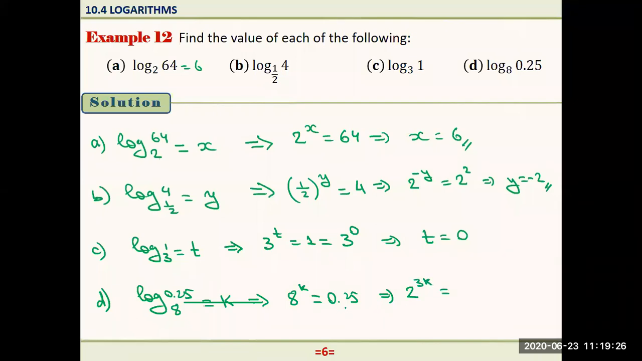And how about 0.25? That is 1 over 4, right? 25 over 100, that's equal to 1 over 4. That's equal to 2 to the power negative 2, right? And you know how to solve this. From here, what is k? K equals negative 2 over 3. That is the value of the last logarithm, so that is equal to minus 2 over 3.